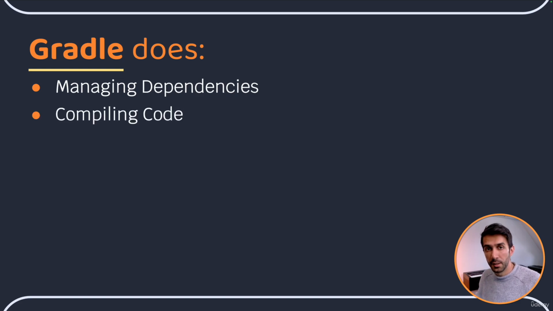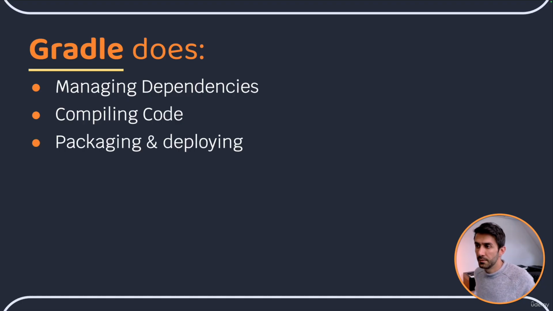Next, we have compiling code. Your Java or Android code needs to be converted to bytecode so it can be run on the Android devices. Because Android devices, they talk bytecode, they don't talk Kotlin. So this step is also managed by Gradle. And this compiled code is packaged together with the assets that you have, like images, fonts, things like that. So they are packaged together into one file.